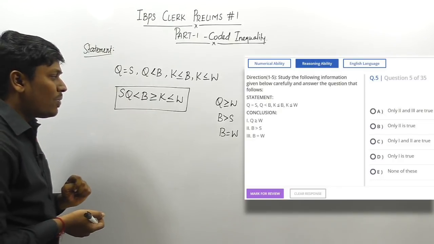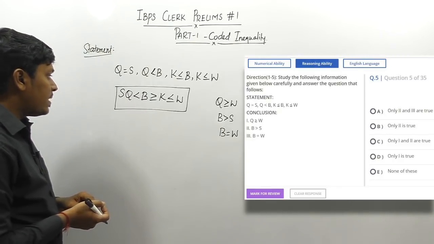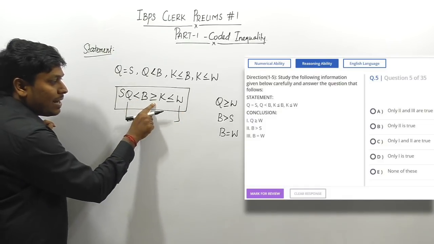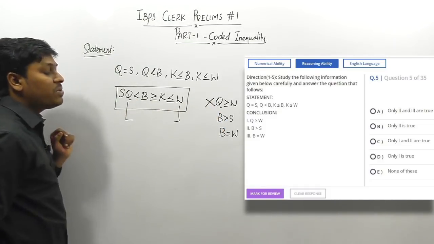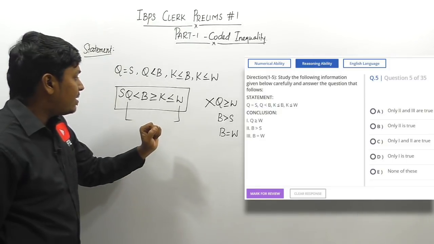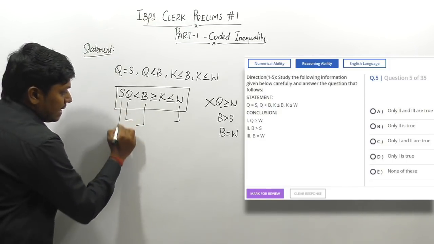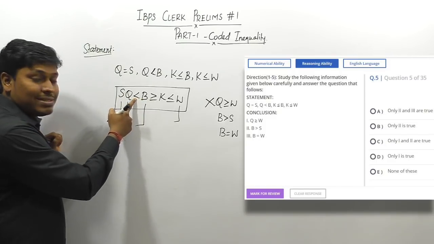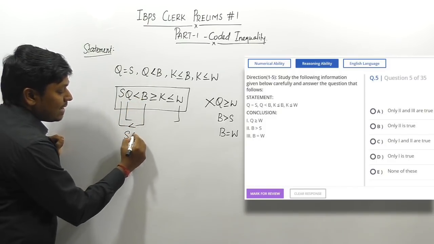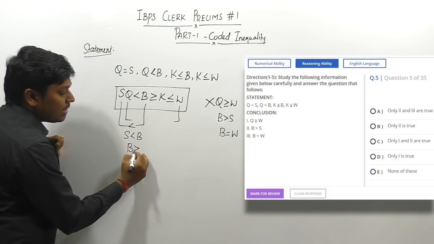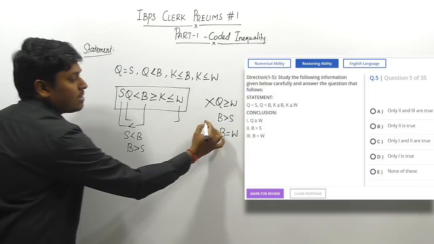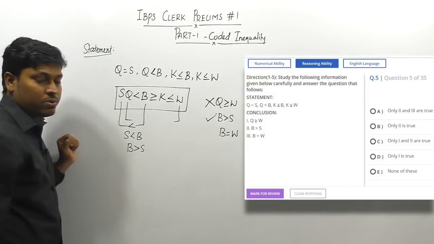So conclusion number 1 is q greater than or equal to w. So friends, listen carefully, while comparing q and w, we have one less than, one greater than, so dissimilar, so conclusion 1 is false. Conclusion 2: b greater than s. While comparing b and s, we have only one symbol, which is less than. So s less than b, or b greater than s, both are same. And similarly conclusion number 2 says b greater than s, so we can say that conclusion number 2 is true.